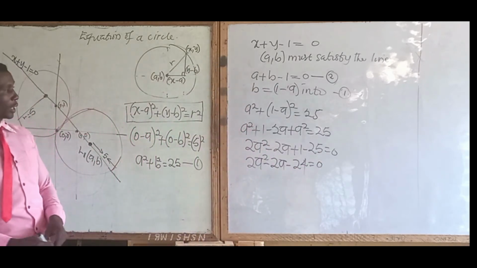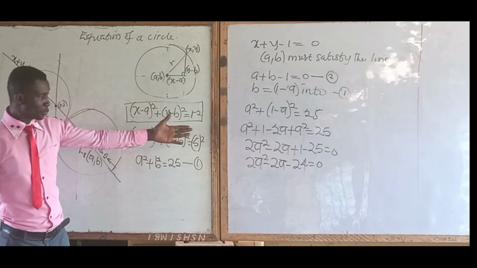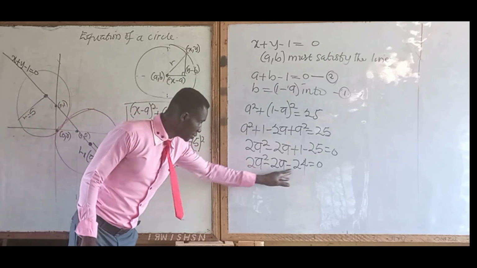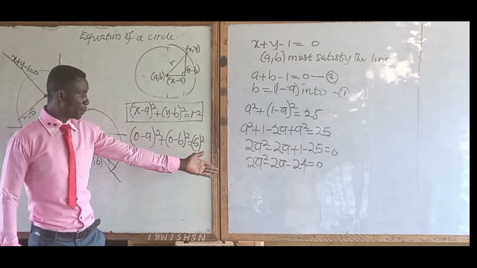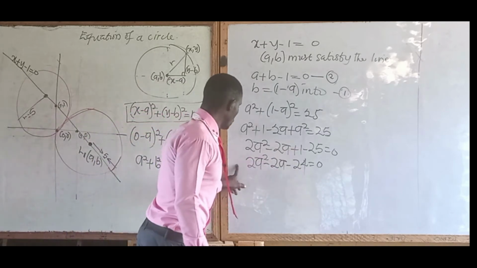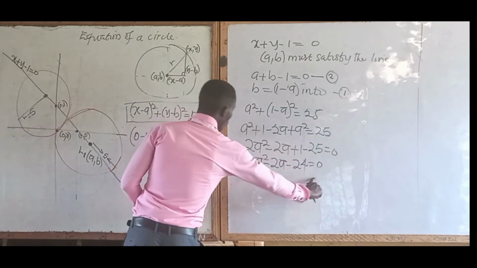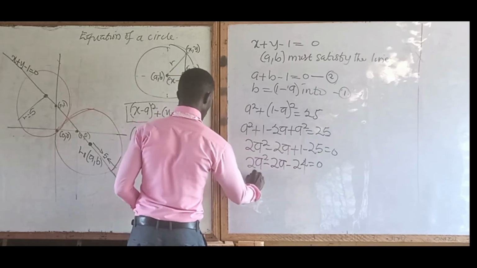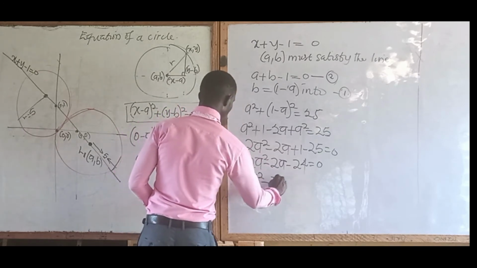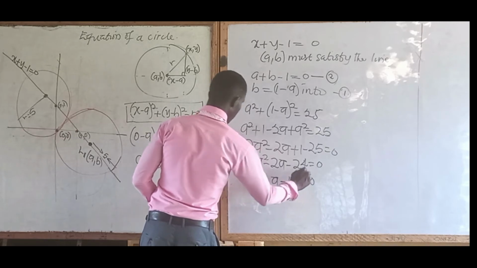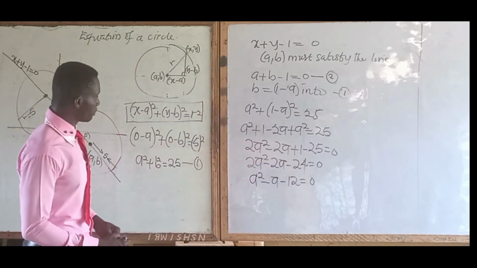Now, if you look at it carefully, you can see that 2 can divide each of the numbers here. 2 is a factor of all the numbers there. So factorizing 2 and dividing by it will give us a squared minus a minus 12 is equal to 0. This is a simple quadratic equation.